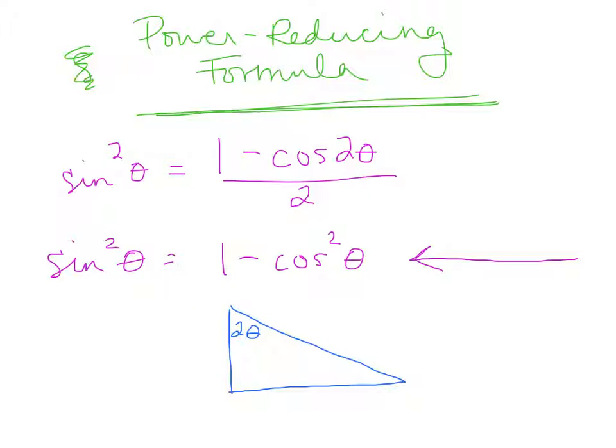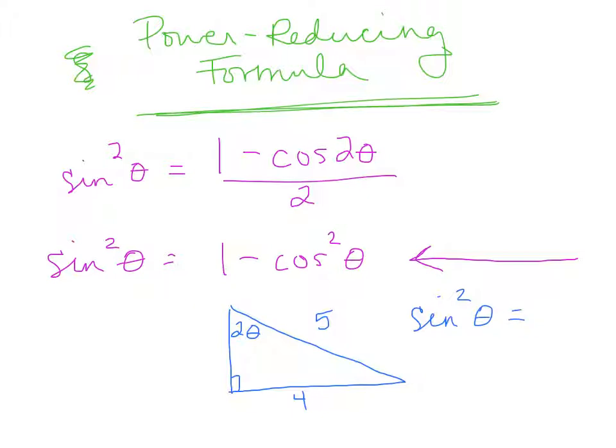So I'm giving you a right triangle. I'm giving you that the angle is 2 times theta. That's what I'm telling you. And I'm going to tell you that this side is 5 and this is 4. And I want to know what's sine squared of theta.